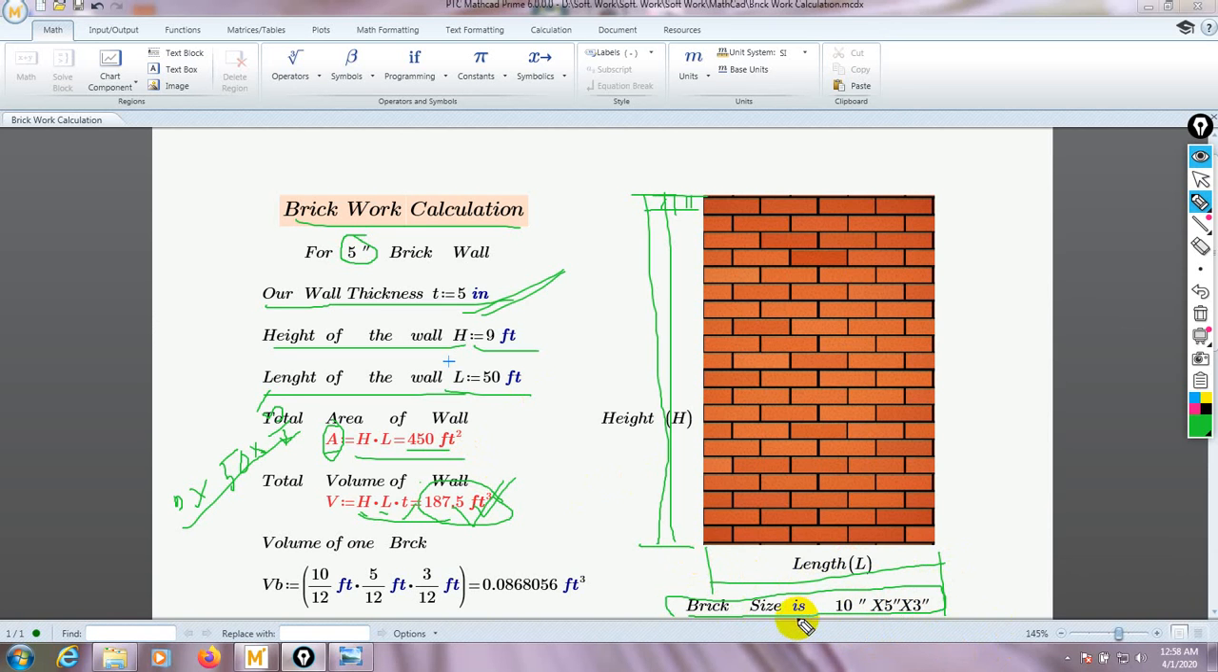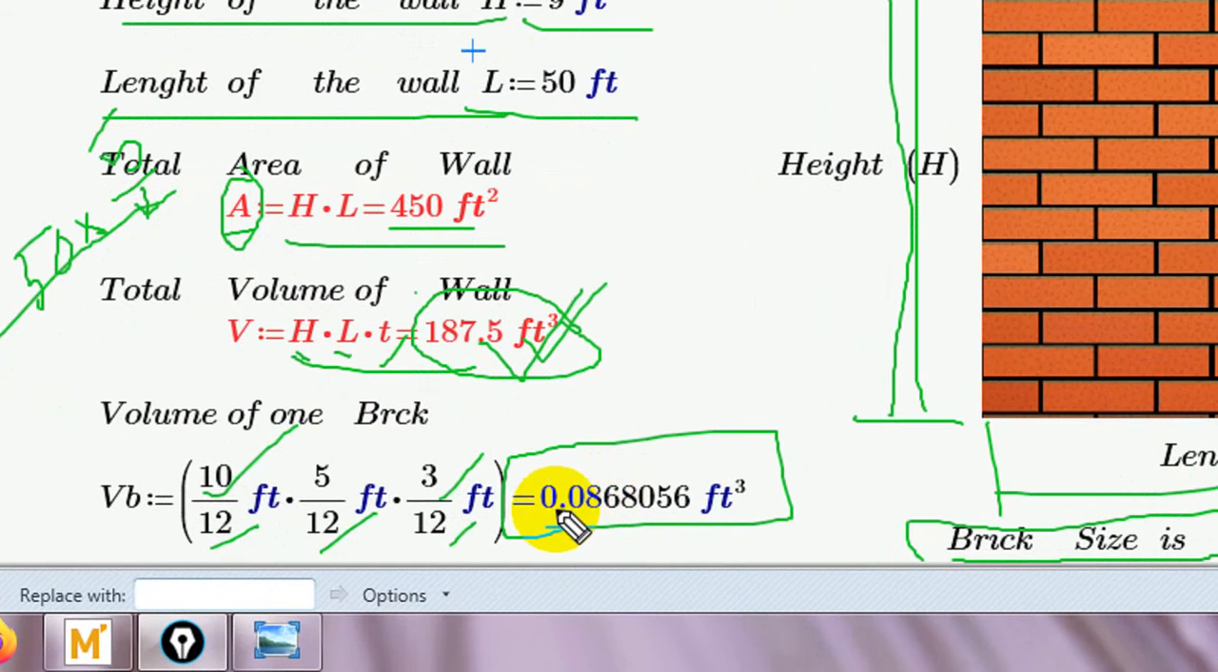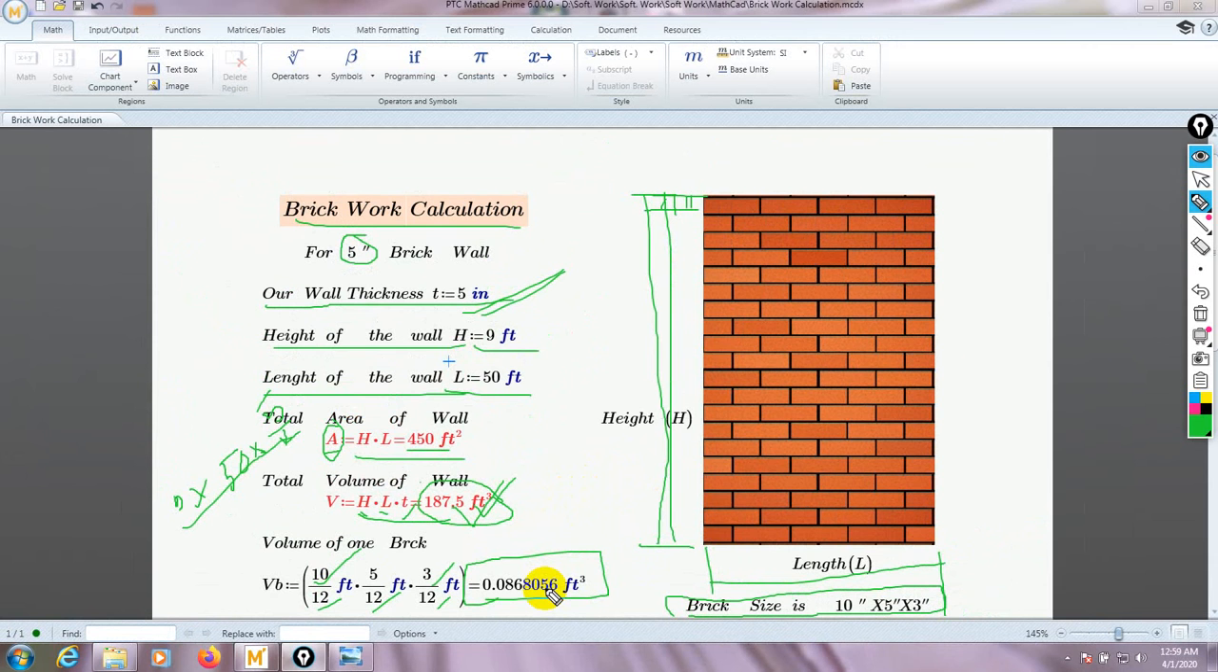So if we find the volume, here 10 divided by 12 into 5 divided by 12 into 3 divided by 12. After that we have found our value. This is the volume of one brick with mortar, 0.086 CFT.